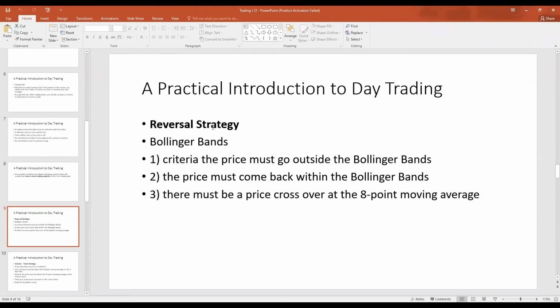So that's my reversal strategy. My reversal strategy relies on Bollinger Bands. So criteria 1, the price must go outside the Bollinger Bands. Criteria 2, the price must come back within the Bollinger Bands. Criteria number 3, there must be a price crossover at the 8-point moving average.